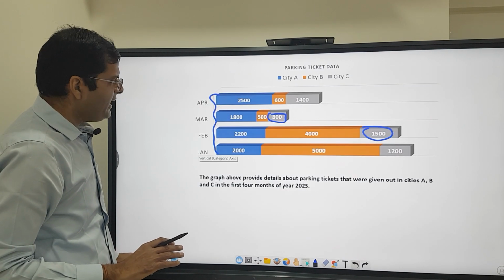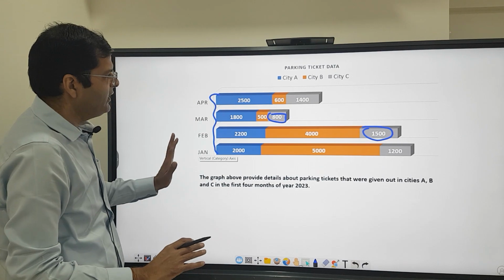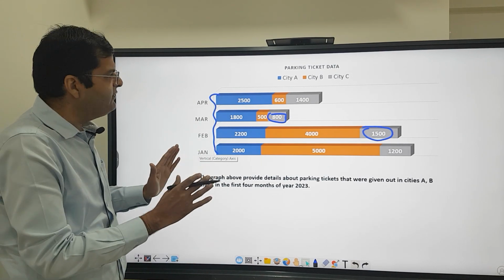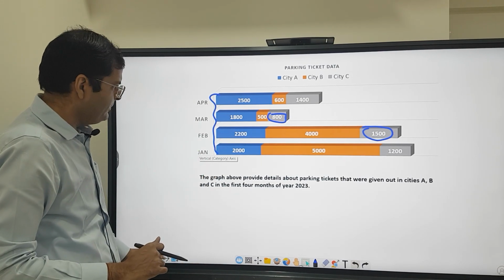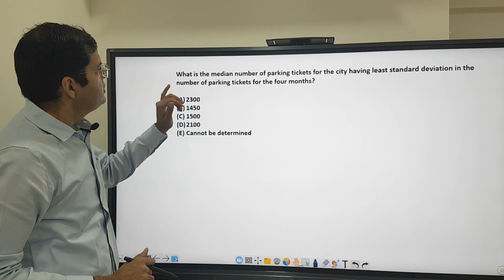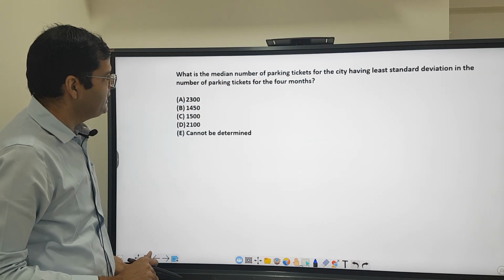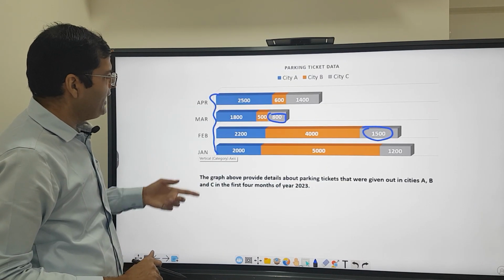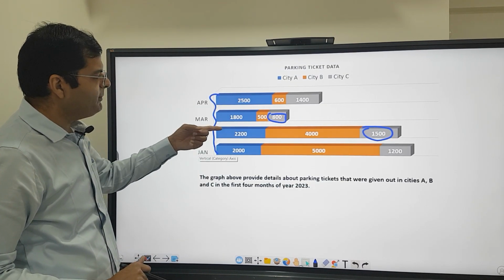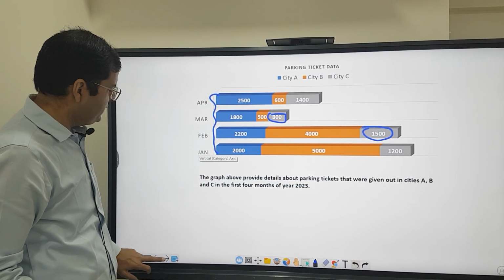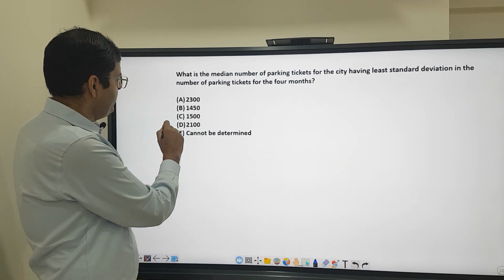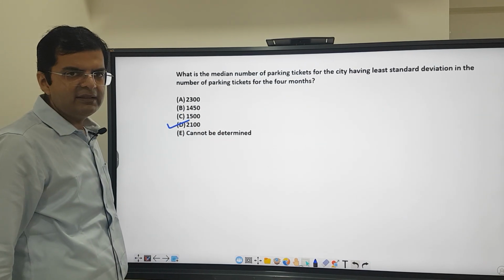Okay, rather than calculating it, just by looking at the data, I can figure out that there is least deviation happening in city A in terms of number of parking tickets. So we have to find the median number of parking tickets for city A. So city A, we already calculated the median. It was 2000 plus 2200 divided by 2, which is 2100. So 2100, answer option D is the correct answer here.